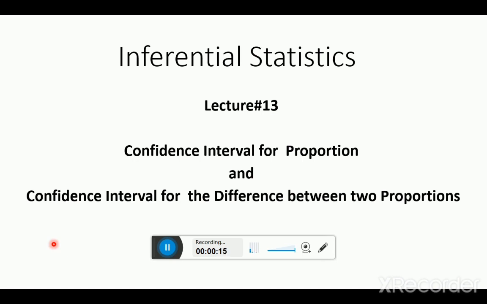Today, students, we are going to start the 13th lecture of inferential statistics, and in this lecture we will cover the confidence interval for proportion and the confidence interval for the difference between two proportions.